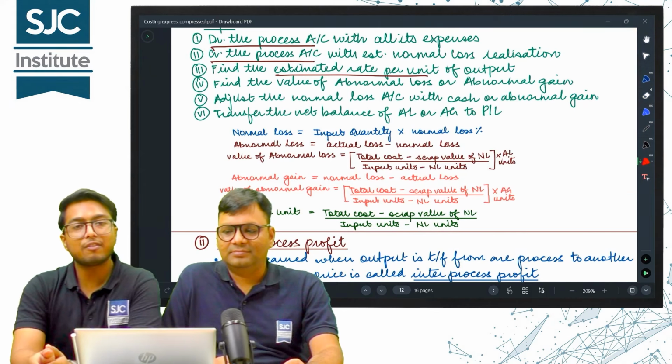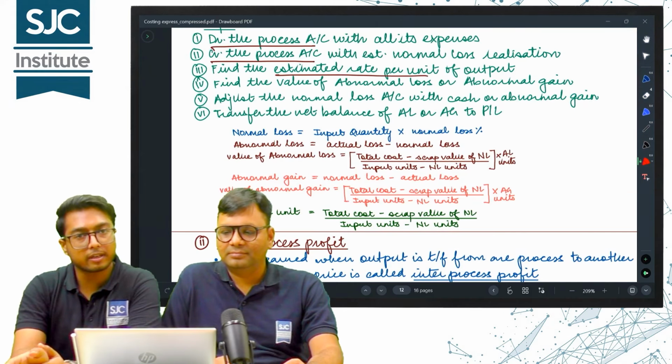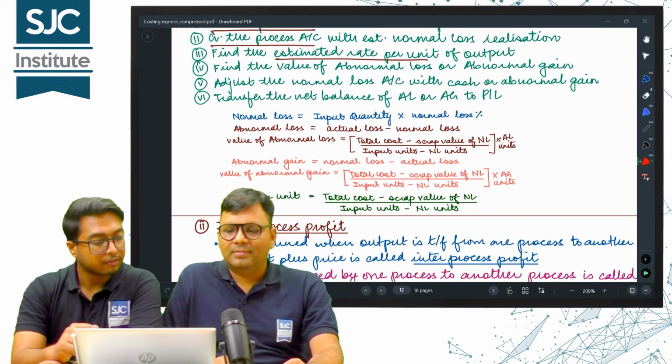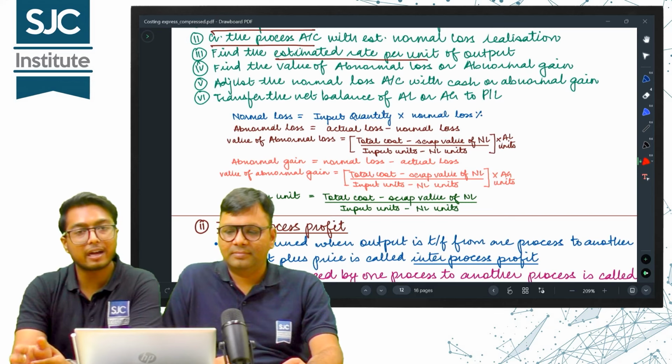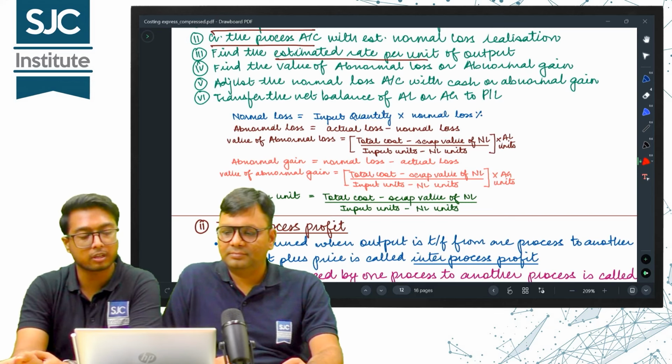Step 4. Find the value of abnormal loss or abnormal gain. Step 5. Adjust the value of normal loss account with cash or abnormal gain. Step 6. Transfer the net balance of abnormal loss or abnormal gain to the profit and loss account.